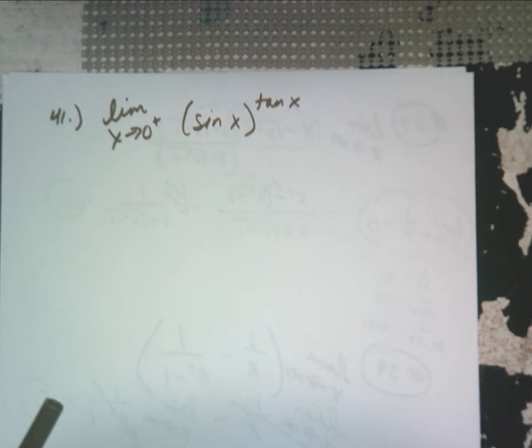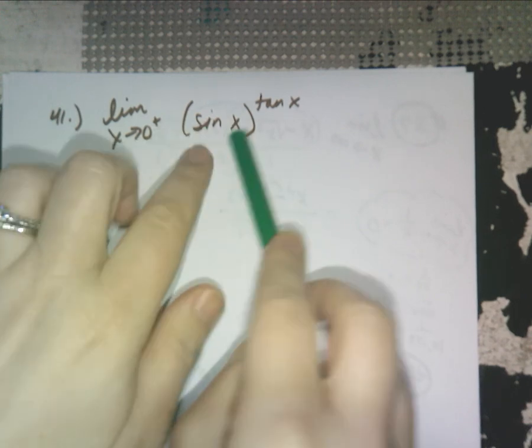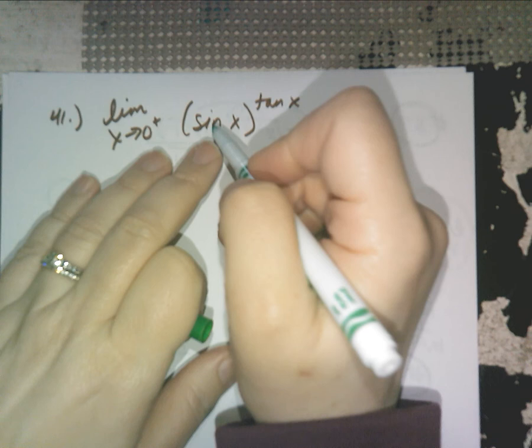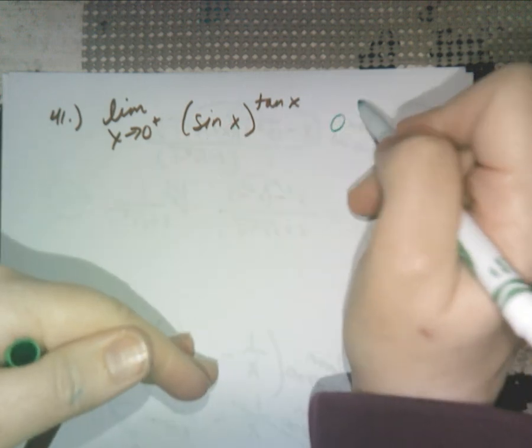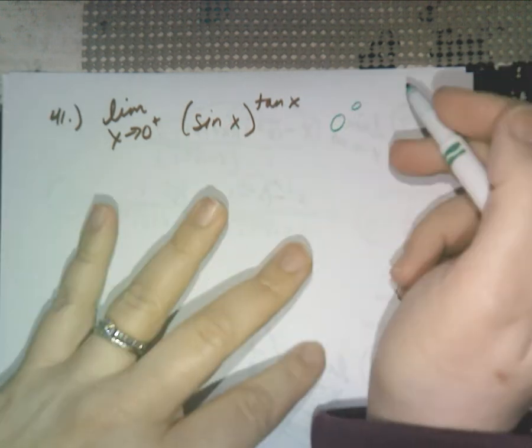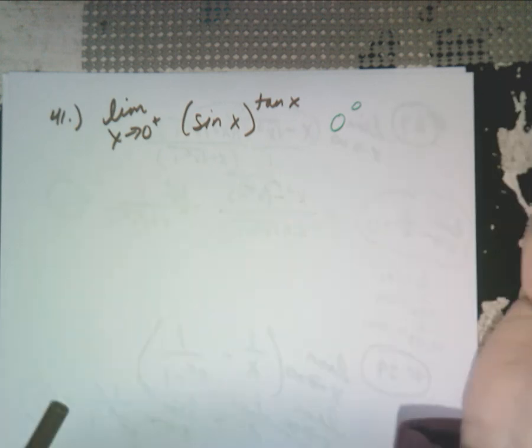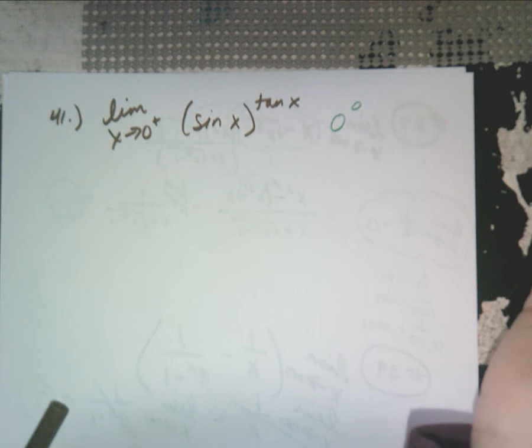You need to listen. If you plug in 0 right now, you would end up with sine of 0 to the tan of 0, which is 0 to the 0. Surprisingly enough, this is an indeterminate form, another type of one, which you can manipulate into L'Hopital's rule, which we're about to do. Watch and learn and be amazed.